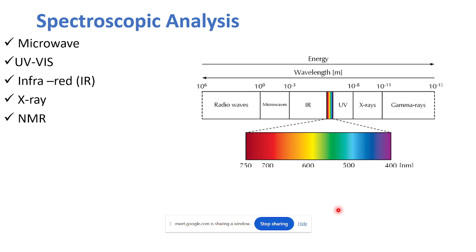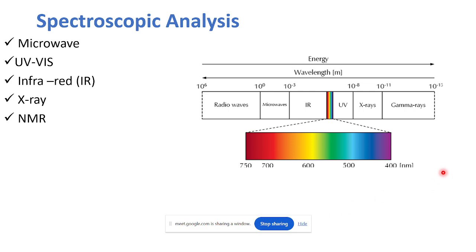Okay, now come to the spectroscopic analysis. So what does spectroscopy mean? Spectroscopy is basically the study of light and matter interaction. If you put light, the matter will interact with the light and it will show some changes, what happens if it is under that light.